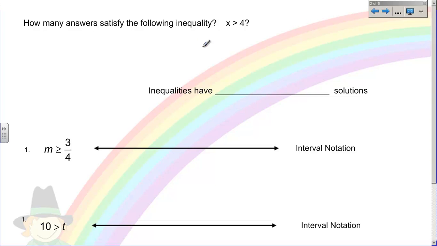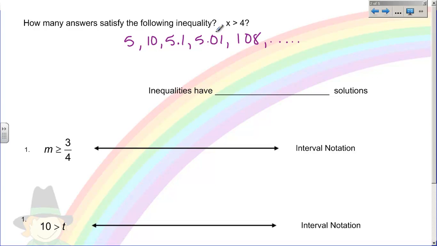Think about this statement. How many answers satisfy the following inequality? X is greater than 4. And so start thinking about values of X that would make this true. Well, the first one that comes to mind is 5. 10 is also greater than 4. 5.1 is greater than 4. 5.01 would be greater than 4. We could even go really obvious and say 108 would be greater than 4. We could go on all day listing numbers that are greater than 4.